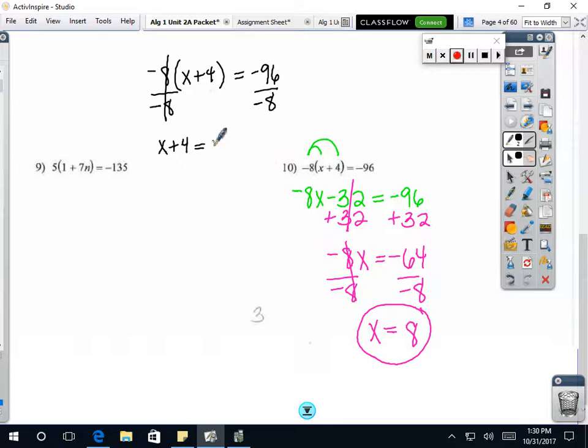12. 96 divided by 8 is 12. And now wouldn't we just subtract 4 on both sides and get x equals 8? Which is what we got when we did it the other way. So you can work that problem either way. You can go ahead and distribute it, or you could just go ahead and divide by the number to begin with if you don't want to deal with distributing. Okay, number 2.